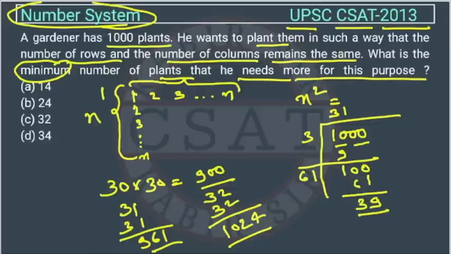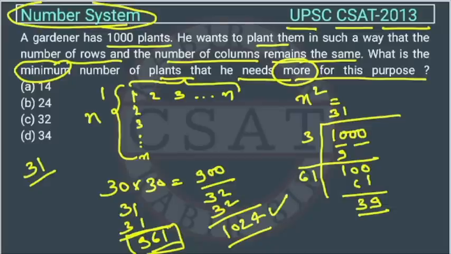So this is a square near to 31, right? So this is 961, but how many do we have? We are having 1000. So how many more is he asking? He is not asking how many he should discard. If it were asking how many he should discard, then we would go for 1000 minus 39, then it will become the square of 31, but he is asking how many more plants he needs.